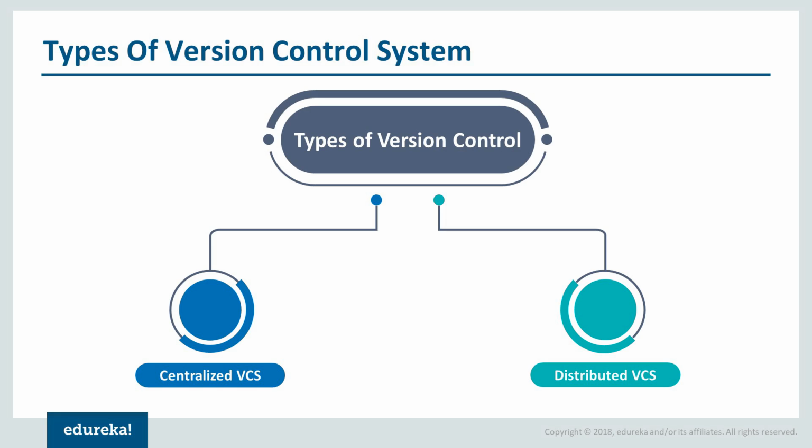SVN is for Subversion. While with distributed version control, you don't rely on a central server to store all the versions of a project's files. Instead, you clone a copy of a repository locally so that you have the full history of the project.